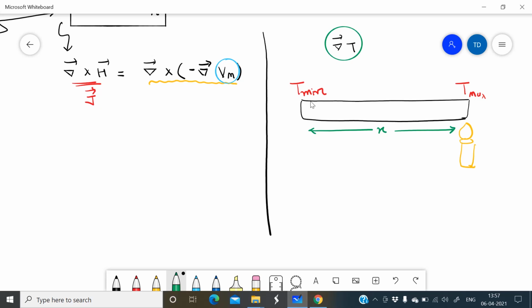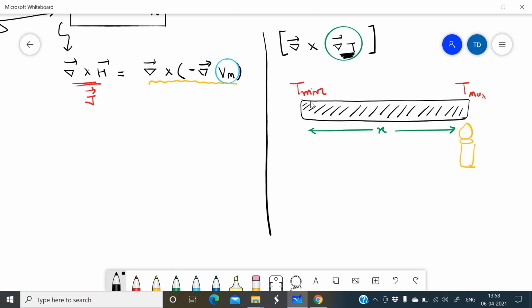Now I have to just do the curl of this gradient operation. What do you mean by the curl? Curl means I was just rotating this vector quantity. I was just rotating this one, so it is known as the curl. So this filament, I will just rotate this filament.